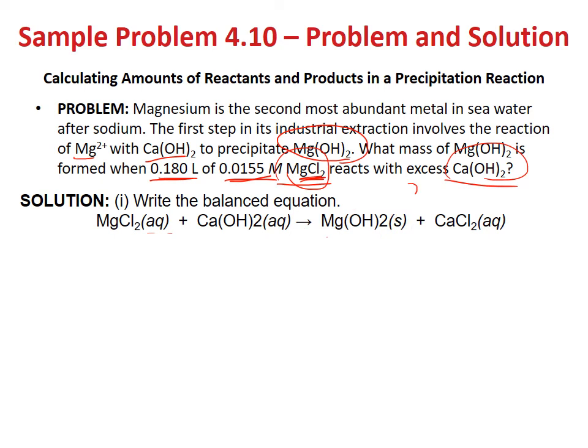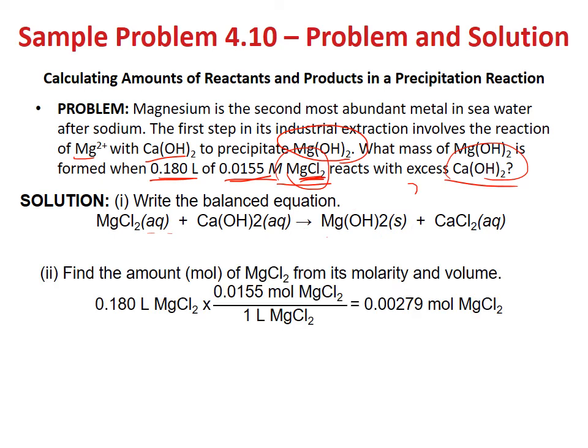Okay, so let's calculate moles of the reactant. So we use volume and molarity as a conversion factor. Molarity means moles per liter. All right, so 0.0155 molarity means 0.0155 moles of the magnesium chloride per liter. So the volume cancels out, giving you moles of the magnesium chloride.